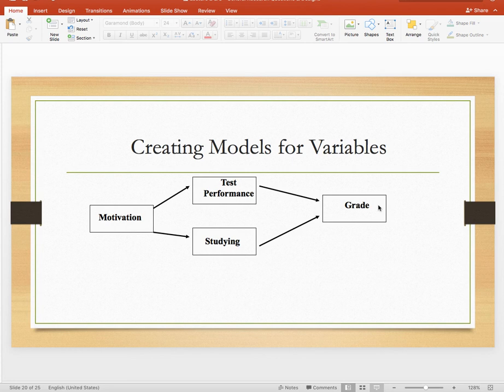Perfect. Okay, so in this model, tell me what my exogenous variable is. Just motivation, and that's it. The easiest way that we know which one is our exogenous variable is because no arrows are pointing to it, and it's the one that's farthest to the left. Everyone good? Perfect. Everything else then is what? Endogenous or exogenous? Endogenous, and it will always remain endogenous.